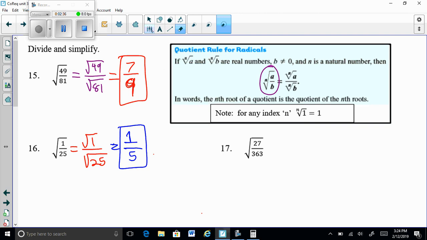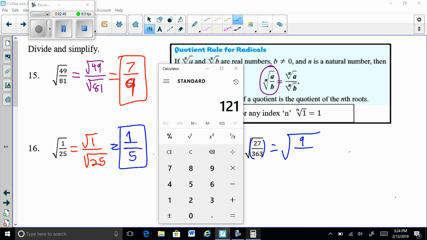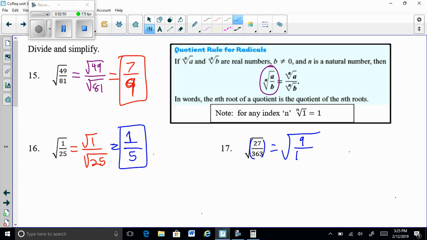So I can start by making life a little bit easier, because this fraction can get simplified. We're going to simplify this into 9 over 121. I divided 27 by 3 and 363 by 3, so it reduced like that. Now we'll go ahead and break it up like this, and then we'll square root each one of those. The square root of 9 is 3, and the square root of 121 is 11. And there you go.